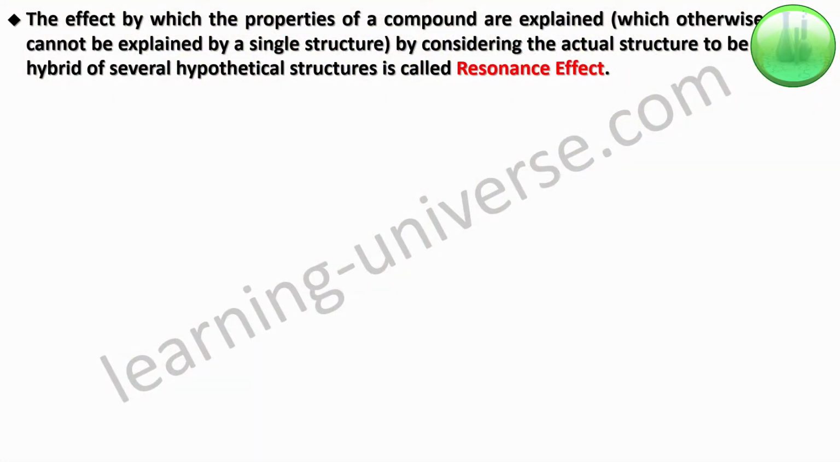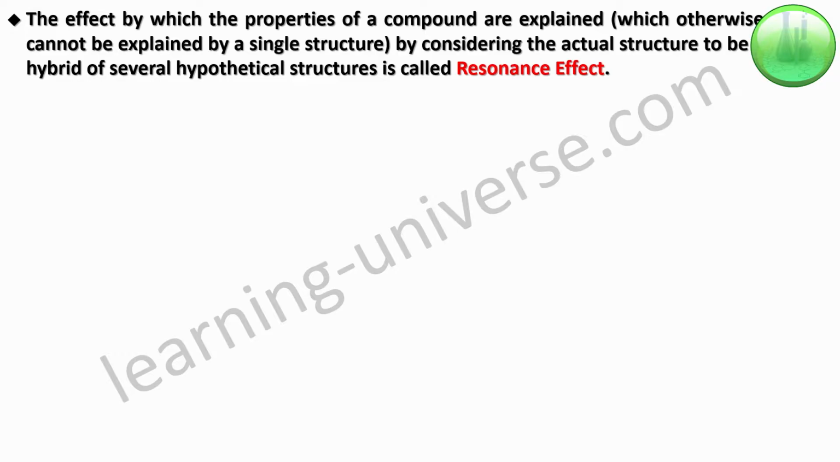These are parent structures. We call them canonical forms. And we consider these things as real, but then later on, once we draw them, we say, okay, fine, they are not the actual structure of a molecule. The actual structure is a hybrid of this, a combination of these structures.